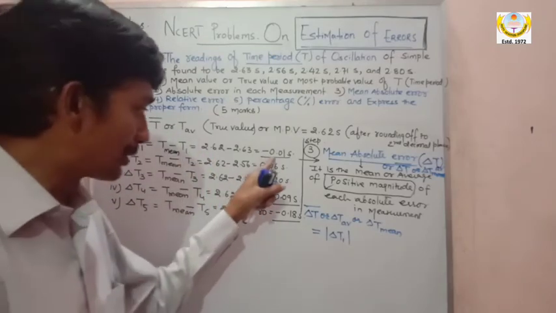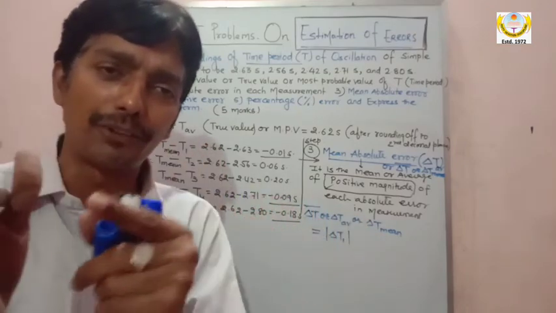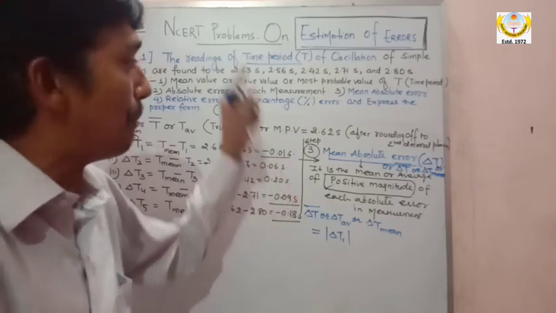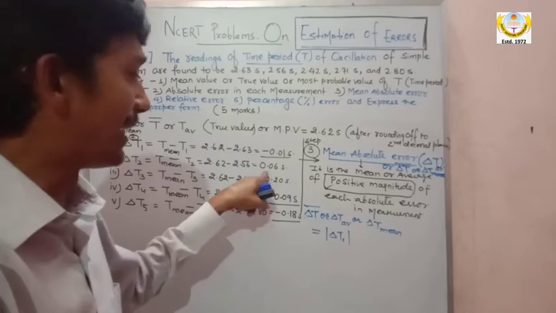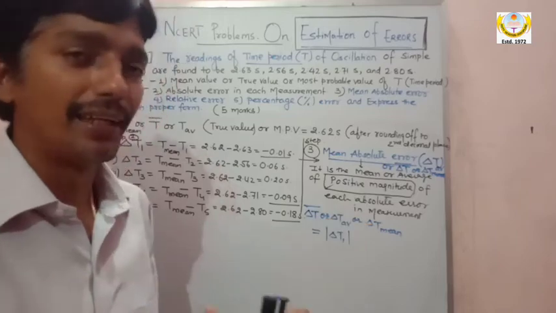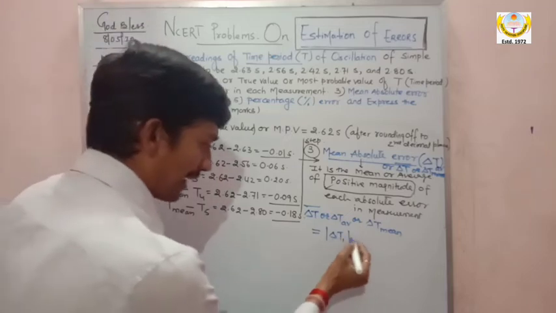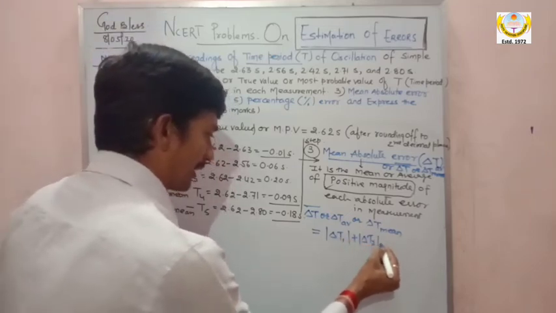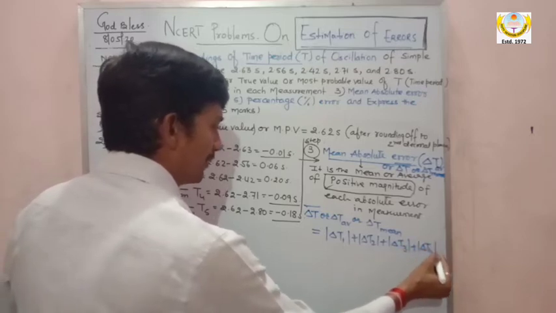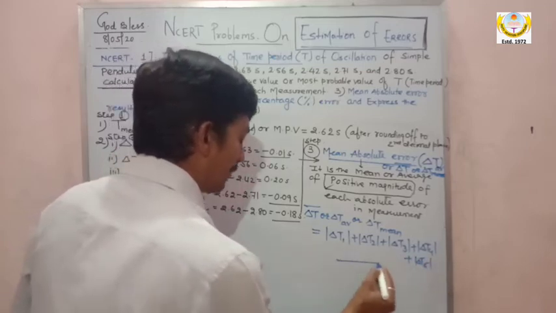But sir, should I put mod only for negative numbers, not for positive? No. When you write the formula, you put the mod on every term. Right now I am getting my second answer in positive only, that is my luck in this numerical. But if my second number was negative, I would have to put mod on only that one. When writing the formula, you put the mod on every term. So this is mod delta t1 plus mod delta t2 plus mod delta t3 plus mod delta t4 plus mod delta t5, whole divided by 5.